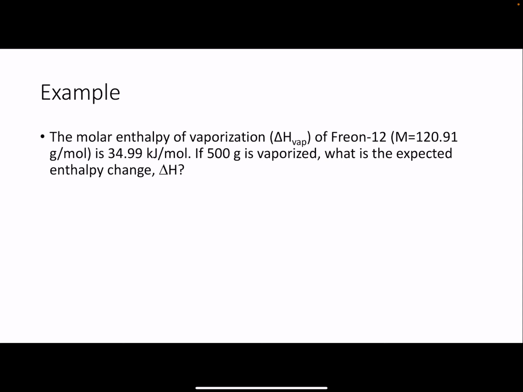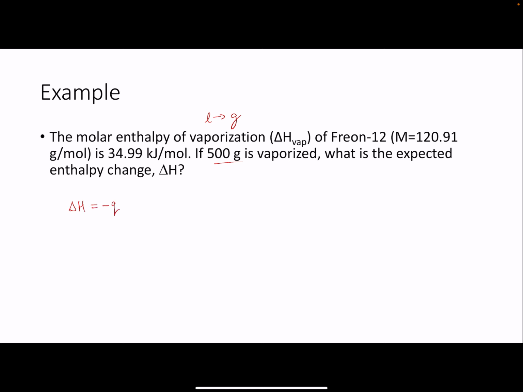So we'll look at an example here. The molar enthalpy of vaporization, so going from a liquid to a gas, of Freon is 34.99 kilojoules per mole. If 500 grams is vaporized, what is the expected enthalpy change, delta H? So being able to determine what that is. Okay, we have two options. Delta H is equal to negative Q.